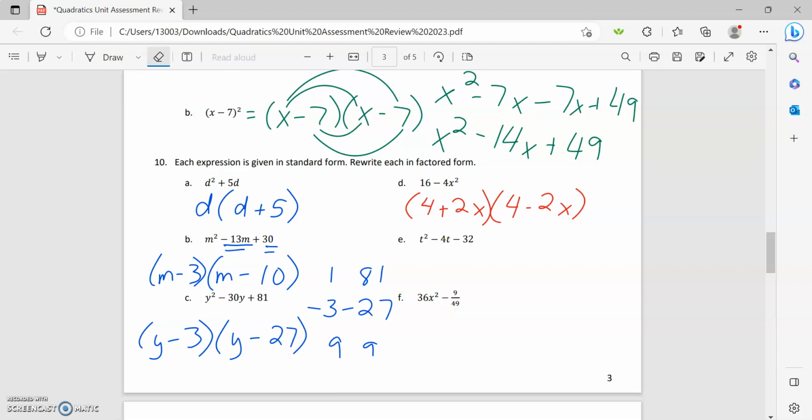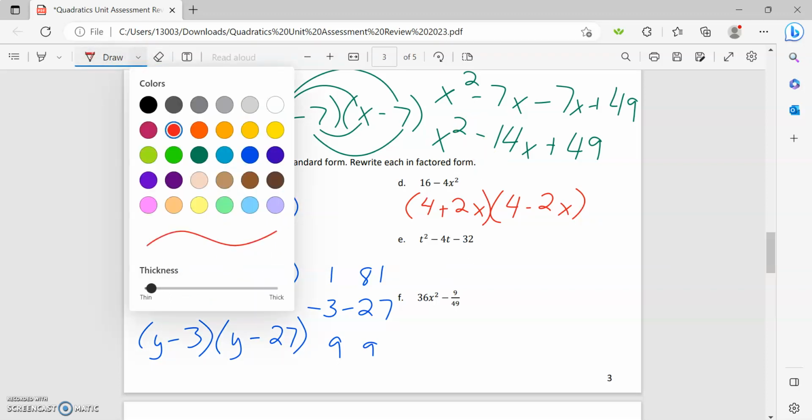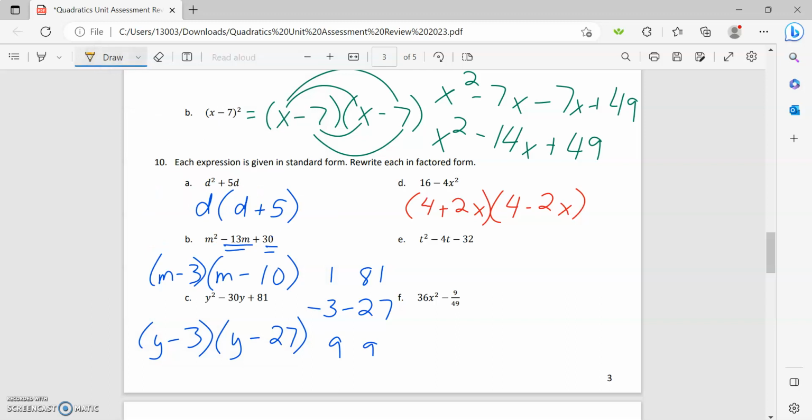But let's do E real quick. E is again back to more traditional. E we've got, let's go back to this color. So we need two numbers that multiply to -32, and when they add, they get to -4. So 1 and 32, 2 and 16, 4 and 8. And yeah, we'll stop there.